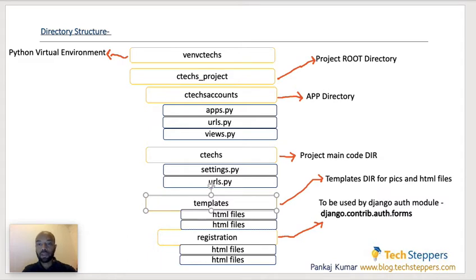And ultimately, using the Django inbuilt auth module, we'll be creating one registration directory, and within this registration directory we'll be keeping some default HTML files which are used for the login, logout, and sign up functions of Django. So this is the complete directory structure that we will be creating by the end of this tutorial video series. And probably you really need to take a look at this, because this is something we will be building.